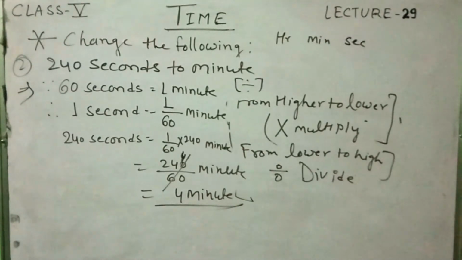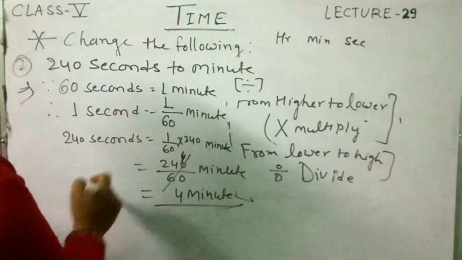So, students, now one more question I am taking from your book: how many months will be there in 90 days? You know, 1 month is 30 days, I told you.